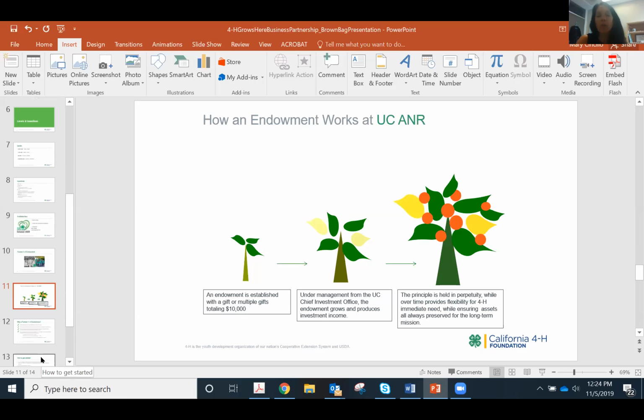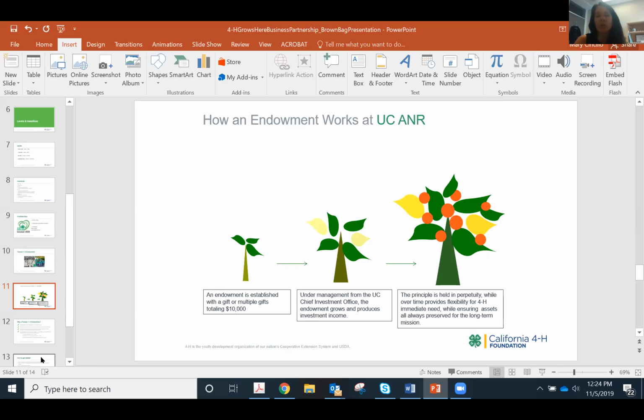I'm sure you're all familiar with how endowments work, but like I said, it's $10,000 to open a new endowment, and then it's managed under the UC Chief Investment Office, and it brings a very, very good return. There was an article commending the UC endowment pool with an 8.5% average return recently in a year. So that's a huge yield.